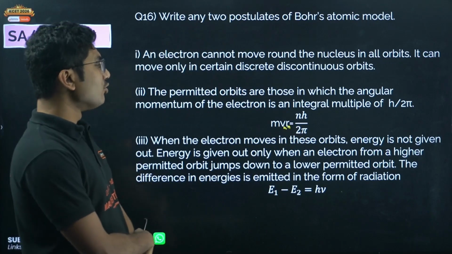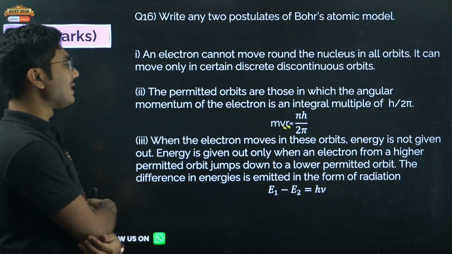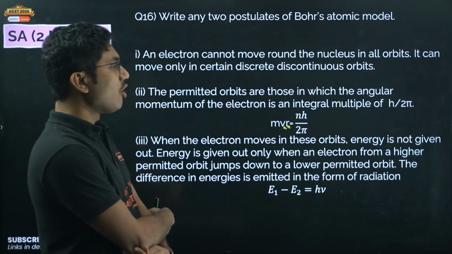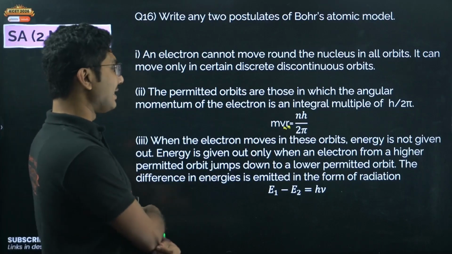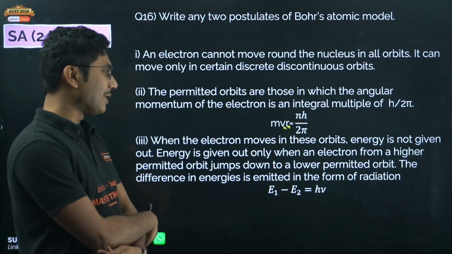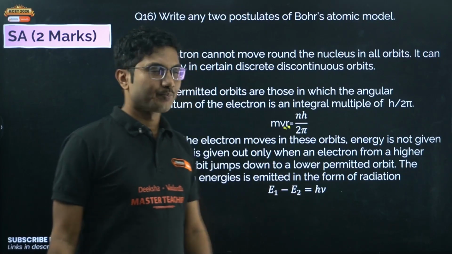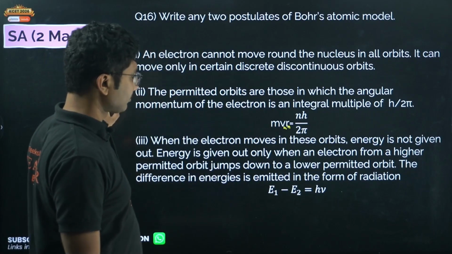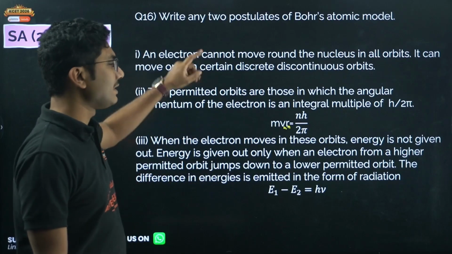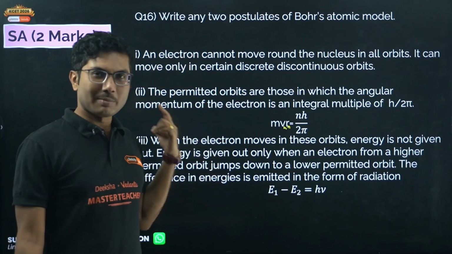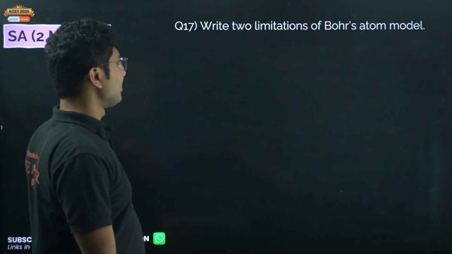When the electron moves in these orbits, energy is not given out. Energy is given out only when an electron from a higher energy state jumps to a lower energy state. The difference in the energies is emitted in the form of E1 minus E2 equals h nu. Clear? So any two you can write for this question. This year you don't need to remember all three, you can study any two and you should still get the marks.